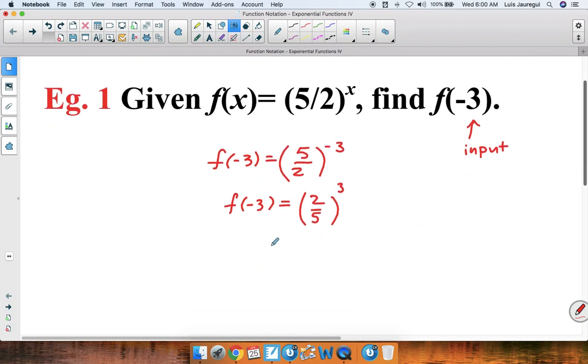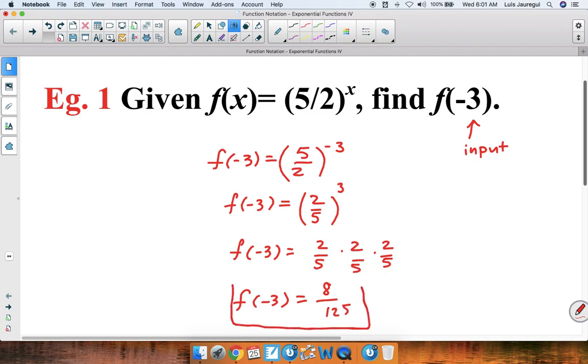Now here, using repeated multiplication, we can rewrite f of negative 3 as follows. f of negative 3 is equal to 2/5 times 2/5 times 2/5. So multiplying across, we get that f of negative 3 is equal to 2 times 2 is 4, times 2 gives you 8. And then 5 times 5 is 25, times 5 is 125. So we get that f of negative 3 is equal to 8 over 125. Let's see a couple more examples.